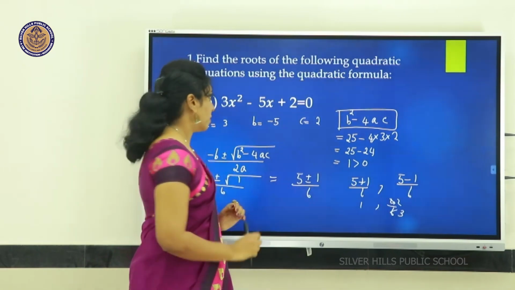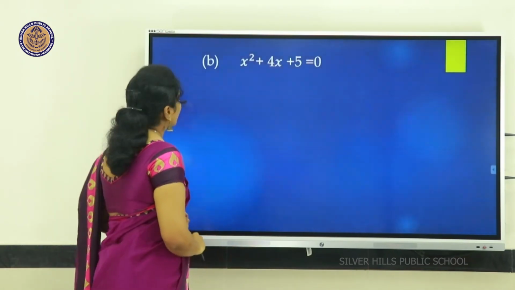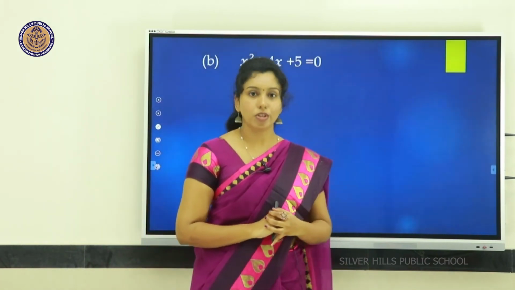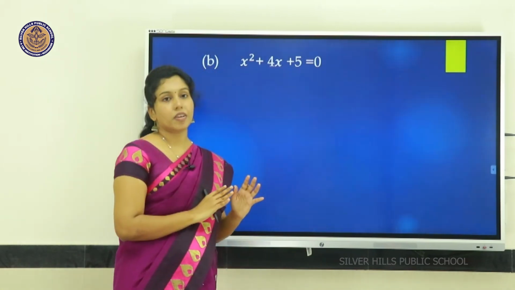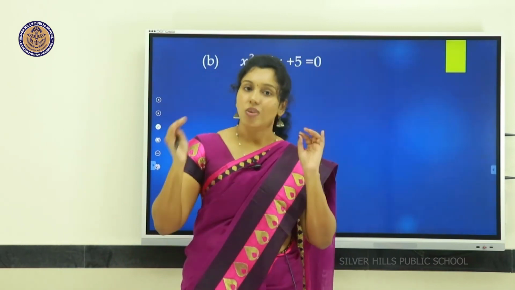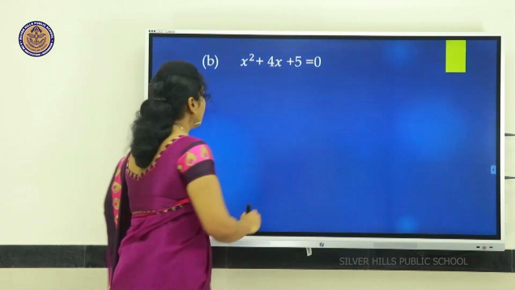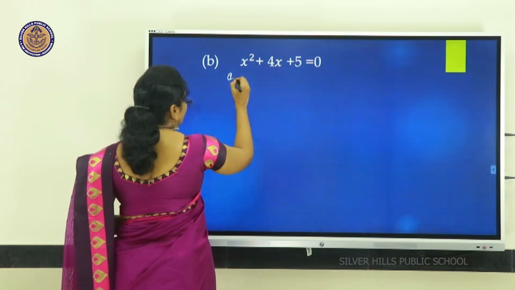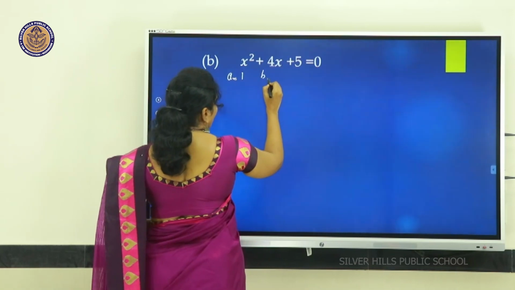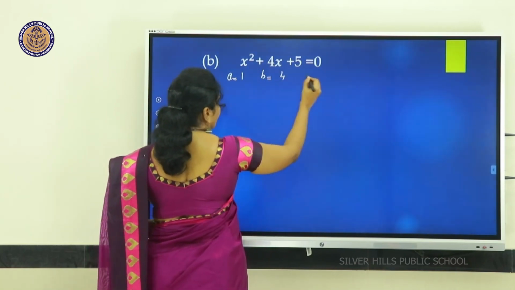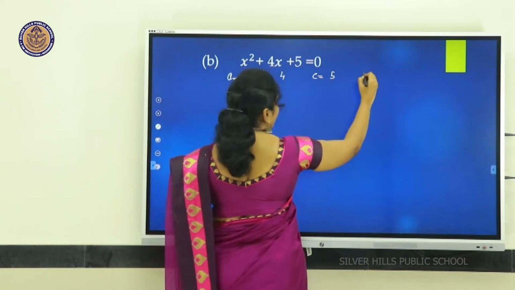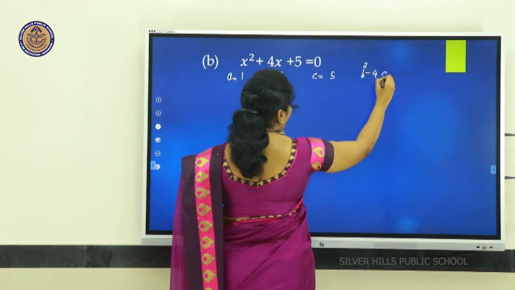Now, let's do another question. x square plus 4x plus 5 is equal to 0. As we did in the previous question, we write a, b, c, b square minus 4ac. We substitute those values in the formula. So, a is equal to the coefficient of x square, 1. b is equal to 4. c is equal to 5. And one more thing, we'll just find b square minus 4ac.